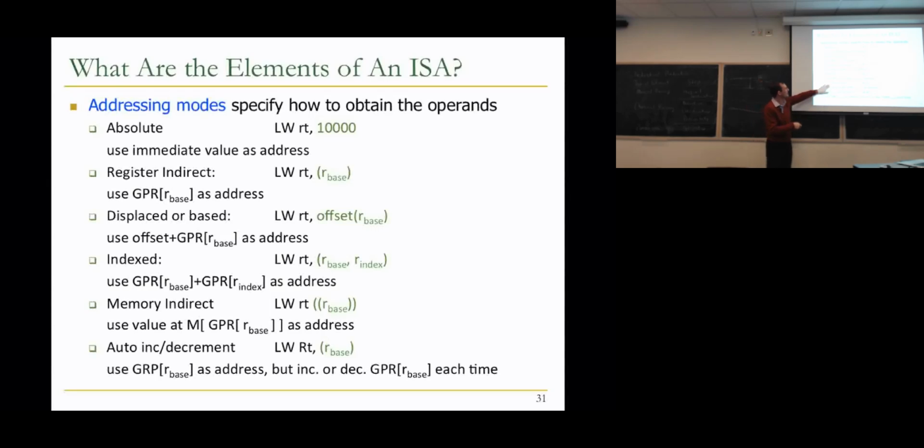You can have memory indirect. You can take the value in the register identifier, access the register file. You take that value and access memory. So basically, what's in the register is really a pointer to memory. And this could be useful if you're doing pointer accesses, right?